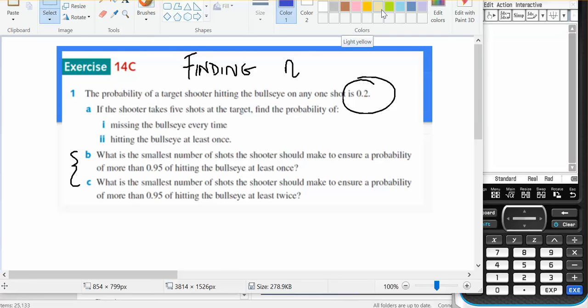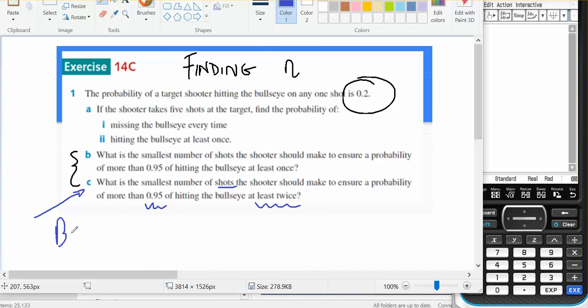Okay, this is the Year 12 Methods question from 14C, finding n in a binomial, the second question. What's the smallest number of shots, that is, what's the value of n, for the shooter to make to ensure the probability of more than 0.95 of hitting at least 2 bullseyes?